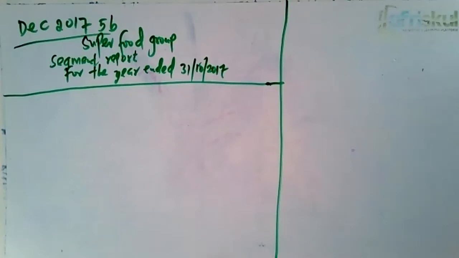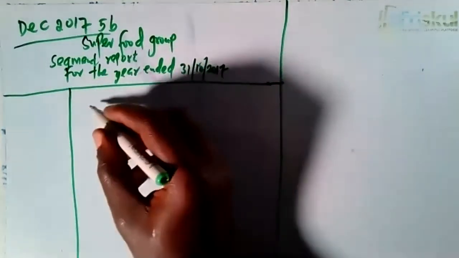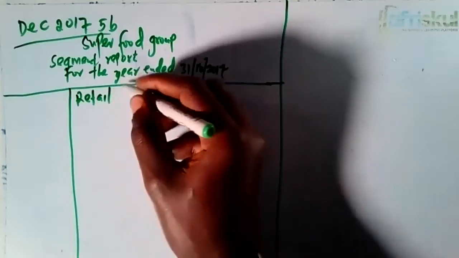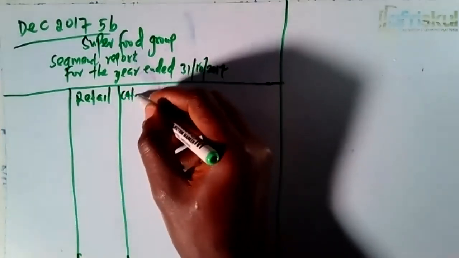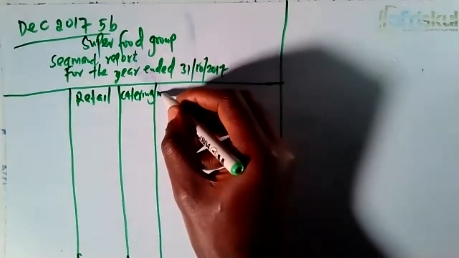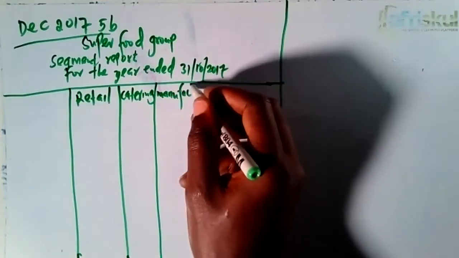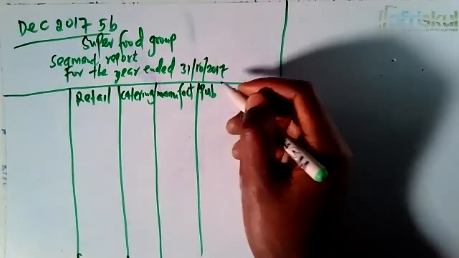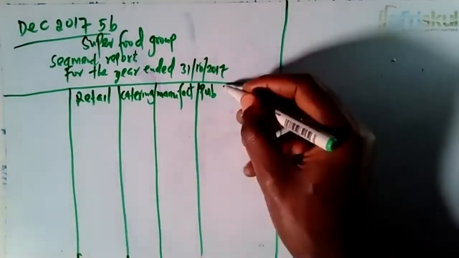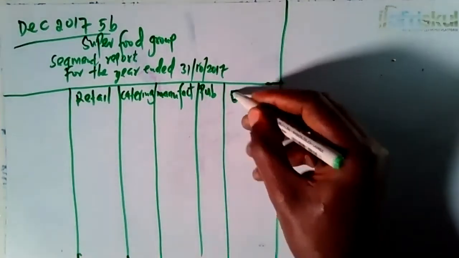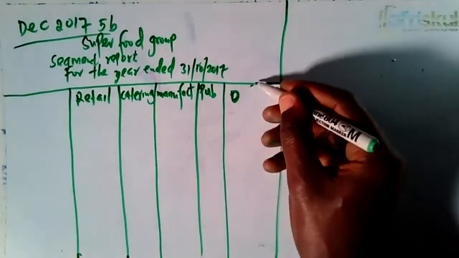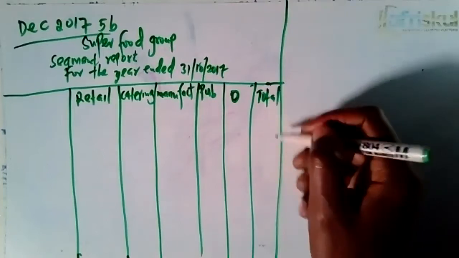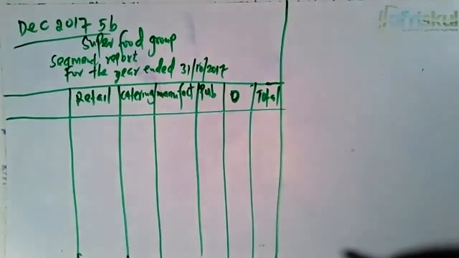Which means that you list all the segments you have: retail, catering, manufacturing, which we can write in short so that there is enough space, publishing, and others, which I will also record in short. Then we have total.